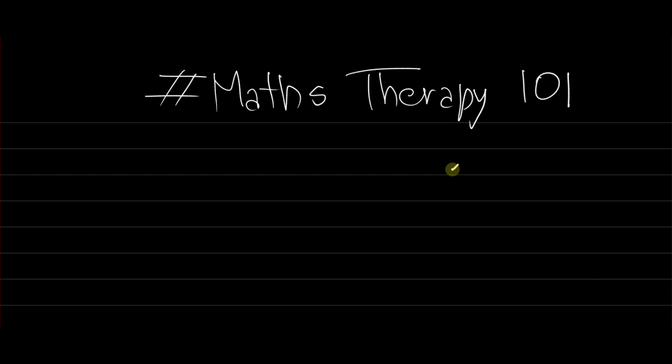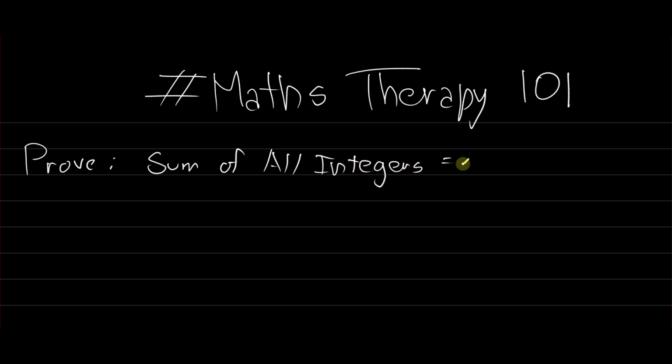So hopefully, you don't decide to do that. So, anyways, the mental problem that we are having for this video is a proof to a rather intriguing statement. We need to prove that the sum of all integers is equal to 0. Sum of all integers is equal to 0.